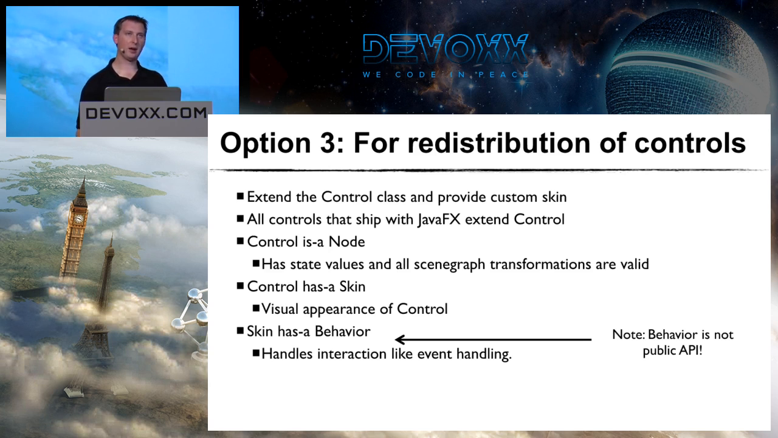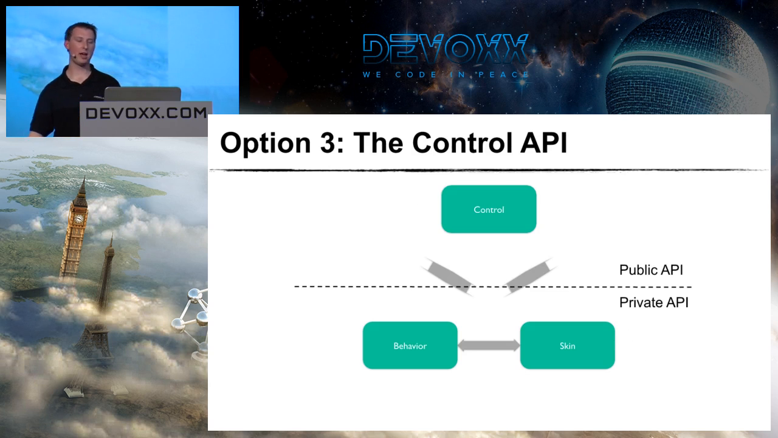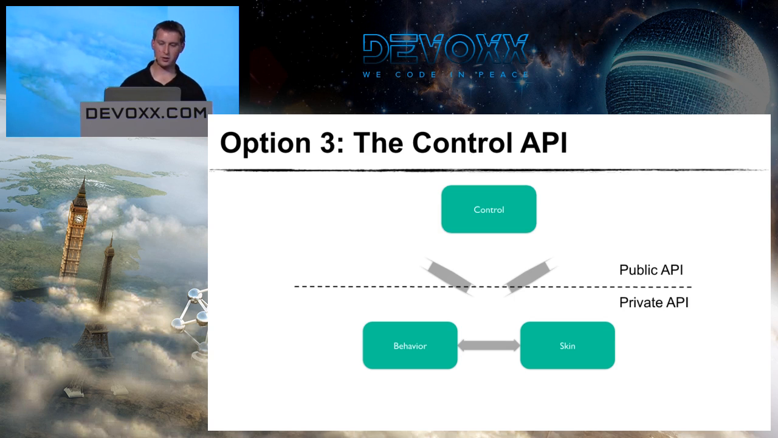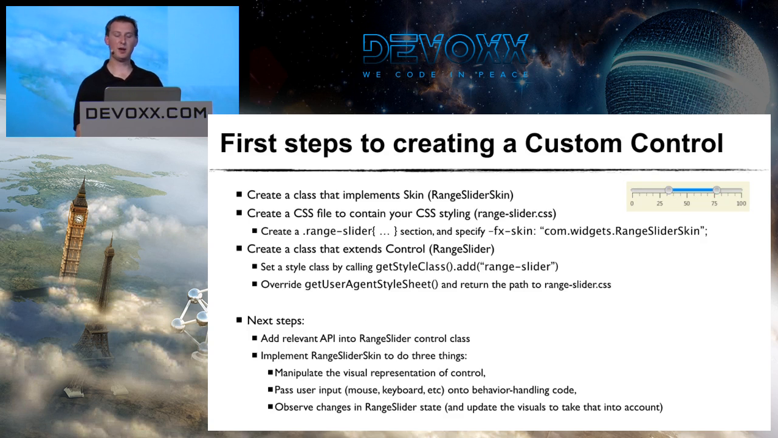Behavior is not public API. In fact, I intend to not even have a Behavior class when we do make our final decisions on how to deal with behaviors. So this is our API at the moment. We've got Control and Skin as public API, but the base implementation of Skin, which we call SkinBase, is not public API, but everybody uses it. So soon we're going to break a lot of people.